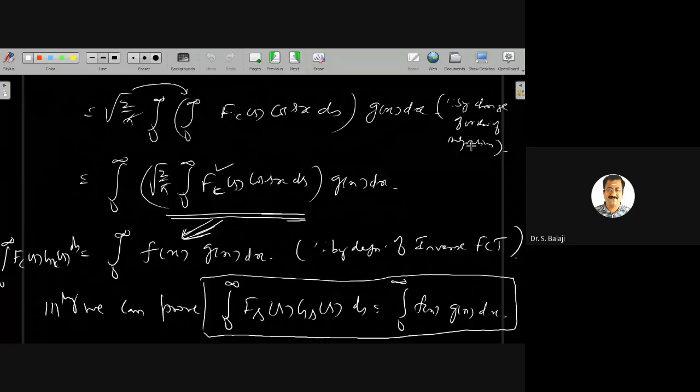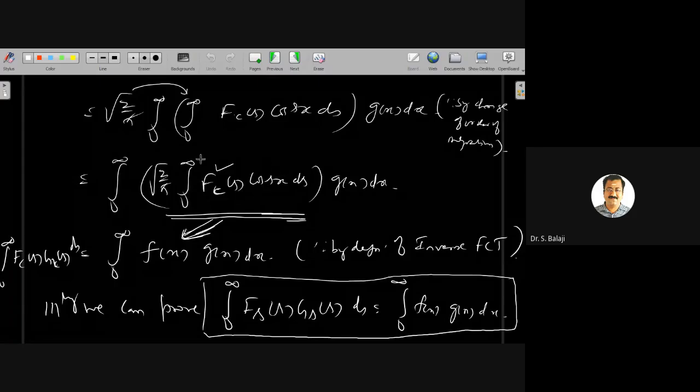This is the change of order of integration. I will club root of 2 by pi here: root of 2 by pi, integral 0 to infinity, fc of s cos sx ds. Now it is like an inverse Fourier cosine transform, the inverse Fourier cosine transform of f of x.